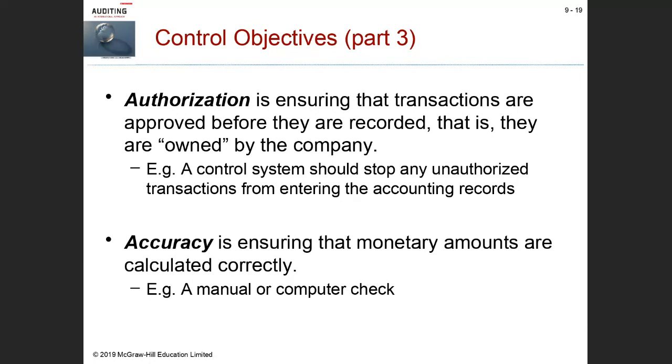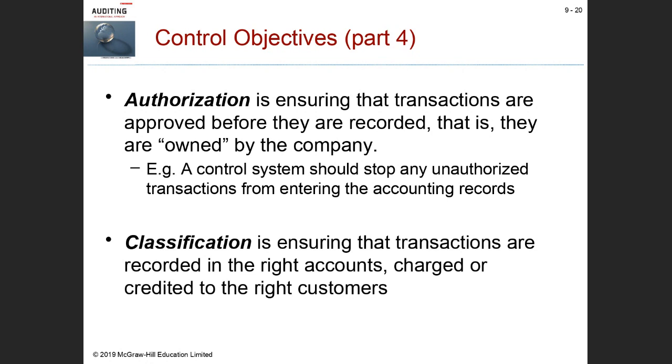Accuracy, right? We saw one of the errors that could occur is that the amount recorded is not accurate. So an internal control objective is to ensure the accuracy of amounts which are recorded. How can we do that? Well, you could do a manual check of amounts before they are recorded, or you could have a computer check the calculation before an amount is recorded. Or you could use both, of course, in an accounting system. So various types of checks on the accuracy of data before it's recorded in the accounting system to ensure accuracy.